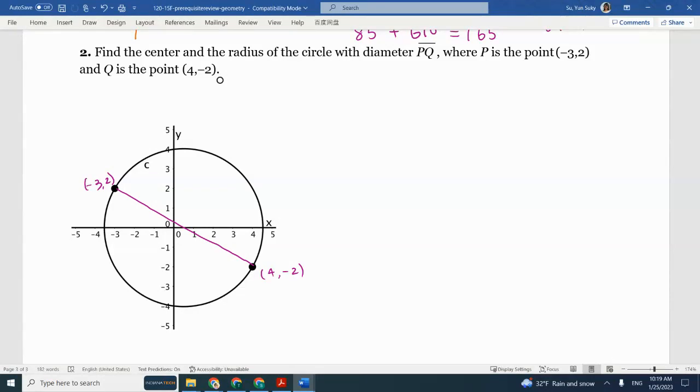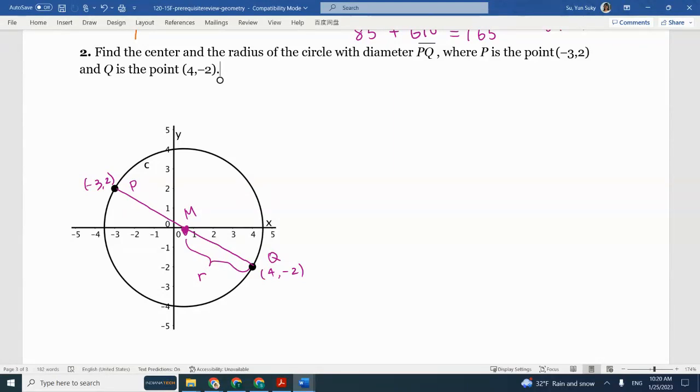So this is the circle. This is the diameter, right? And how do we find the center? Well, the center is the midpoint of P and Q. You see, the center here is actually the midpoint. And then the radius of the circle: a radius is the distance from the center to a point on the circle. That's the radius.